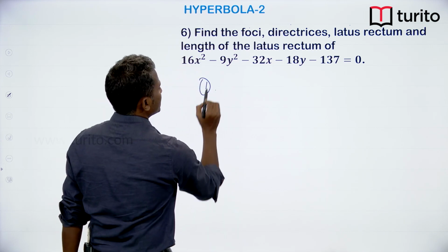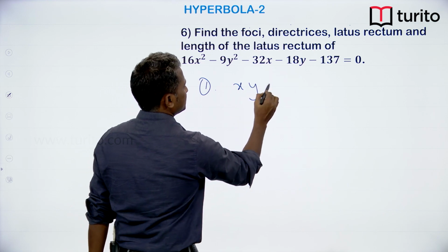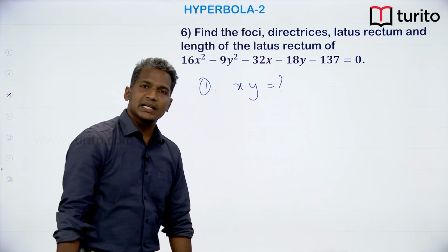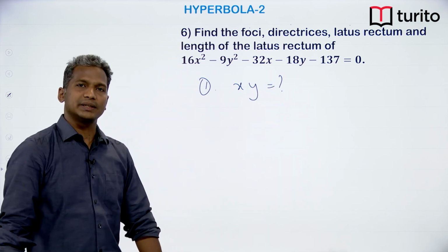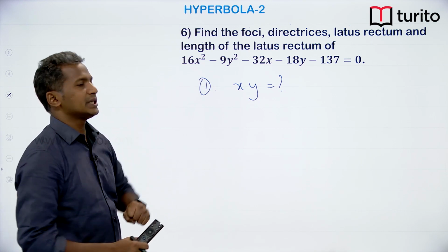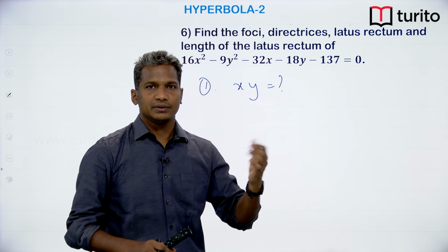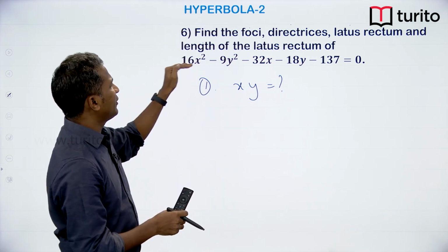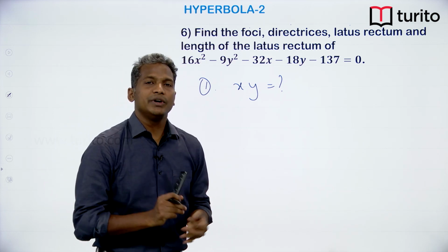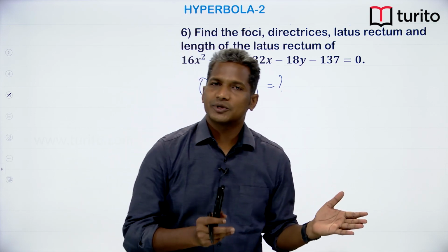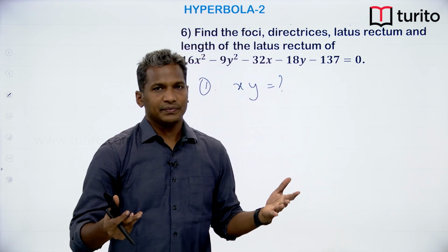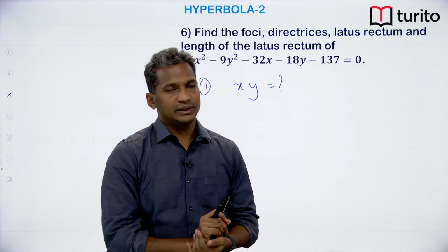Our first step is check xy term. Is xy term present or not present? If it is not present, it could be shifted hyperbola or shifted ellipse. Now, because when we face general equation, we do not know whether it is going to be ellipse or hyperbola directly. We have to check the parameters.